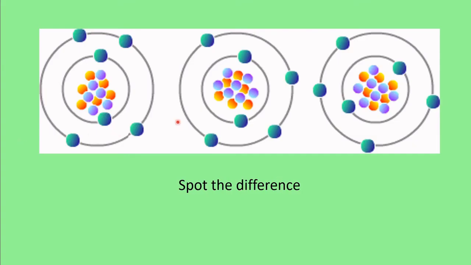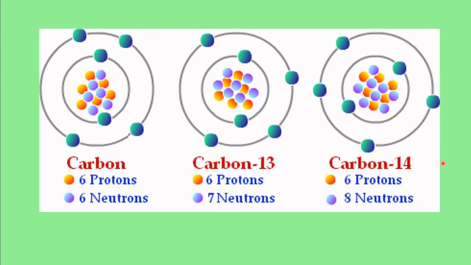What I'd like you to do now, have a look at these 3 different atoms, see if you can spot the difference between them. Hopefully you could have spotted that the number of neutrons, these blue particles, is different in each one. So each one's got the same number of electrons, the same number of protons, but a different number of neutrons.